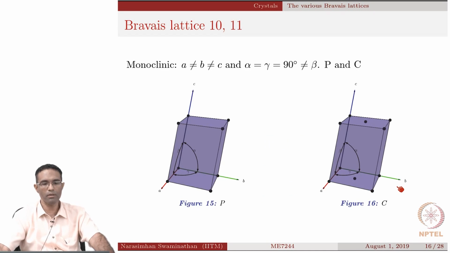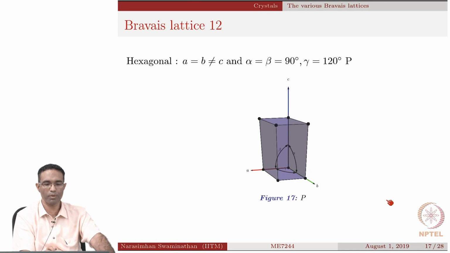Then you have the monoclinic lattice, where none of the sides are equal, but you will have one lattice vector being perpendicular to the other two. Okay, so one of the angles will not be equal to 90 degrees. The beta is not equal to 90 degrees, and in this, what is possible is P and C.